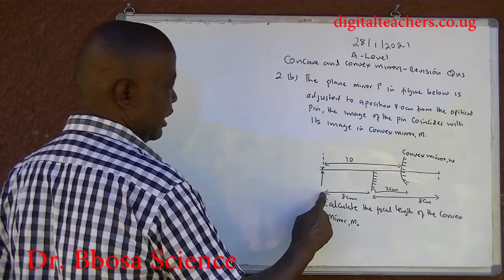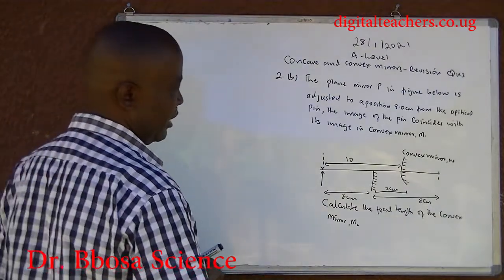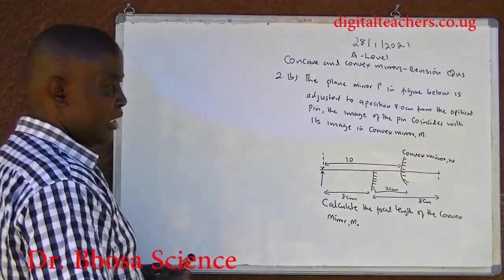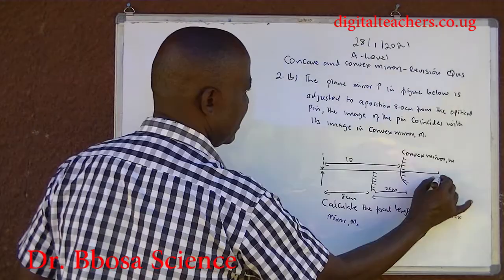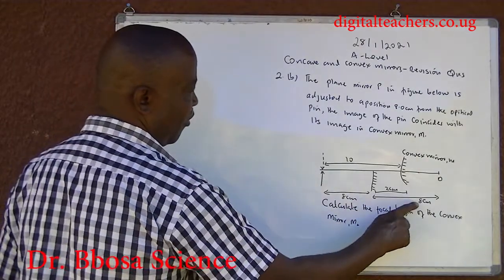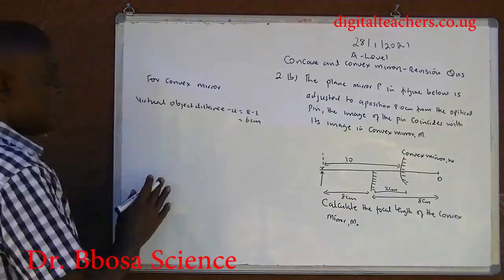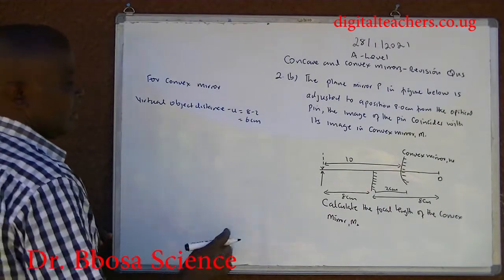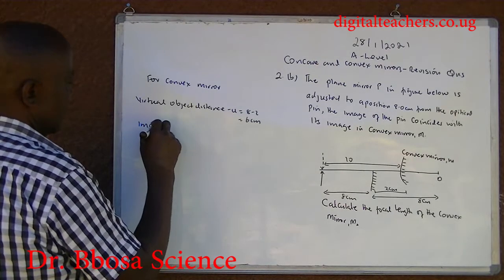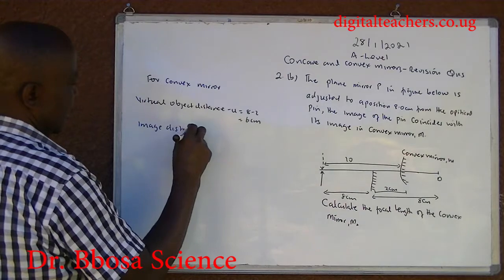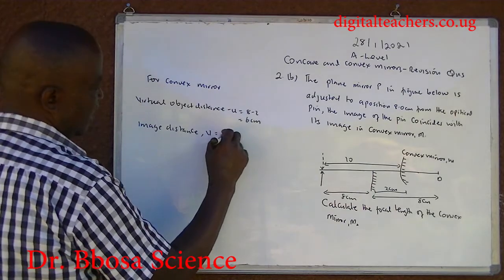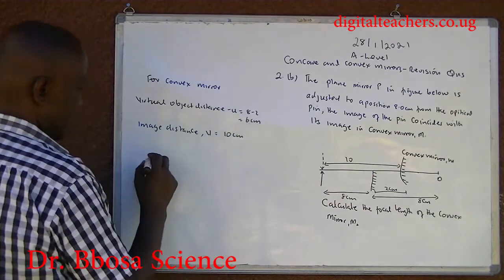The mirror is 8 cm from the object, so the mirror is 2 cm from the convex mirror. The virtual object of the mirror again is 8 cm from the plane mirror. Virtual object distance is equal to 8 minus 2. Then image distance V is equal to 10 centimeters.